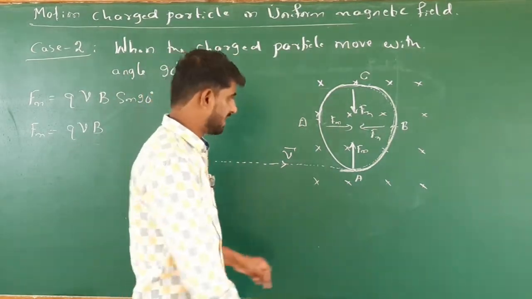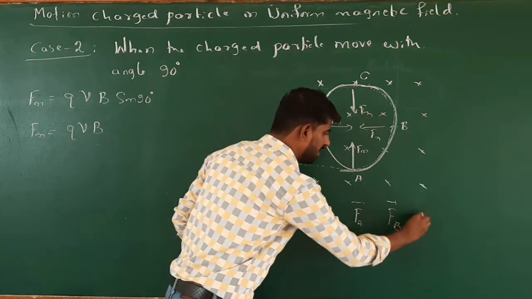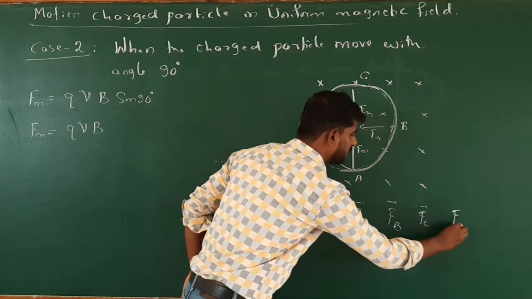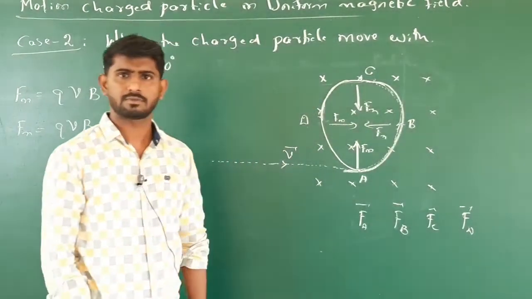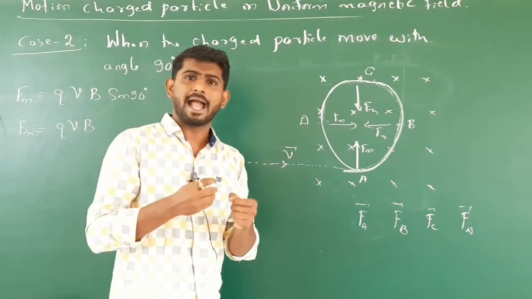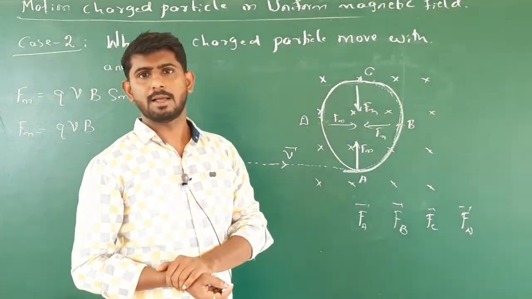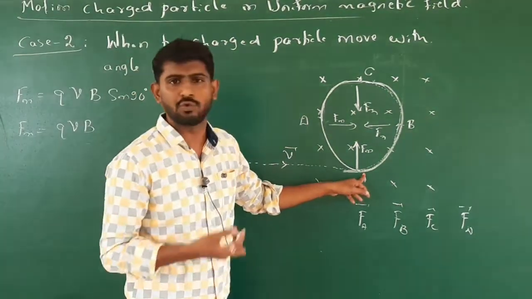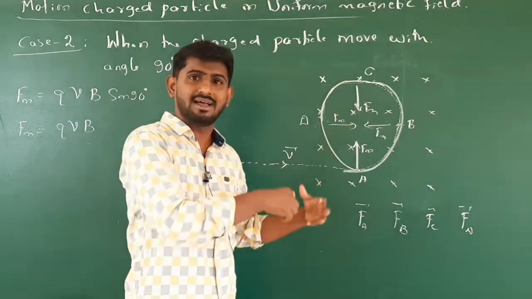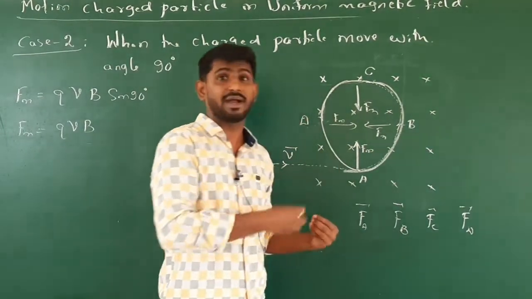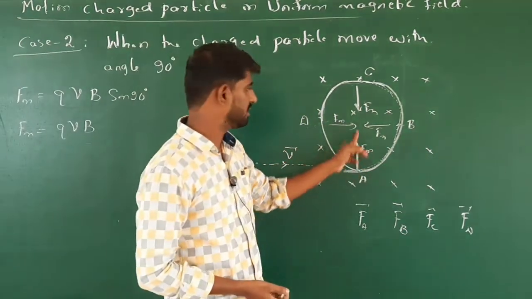If I say the magnetic force at point A, at point B, at point C, at point D, they are different. But if I say the magnitude of magnetic force at all the points, it is the same. The magnitude of magnetic force just relates to QVB. But why are the vector forces changing? Because the direction is changing. So here the direction is in this direction.